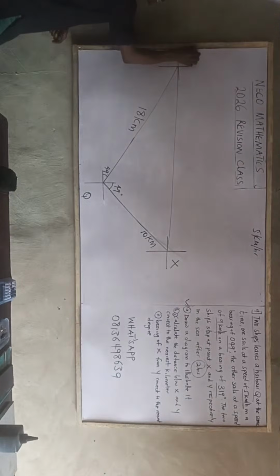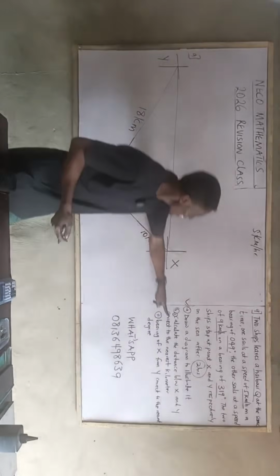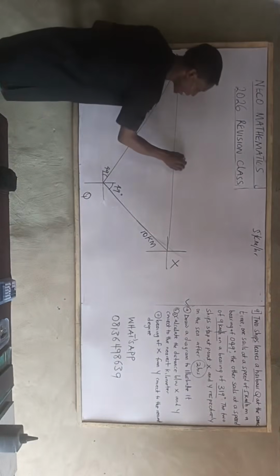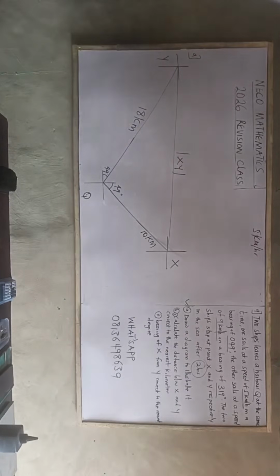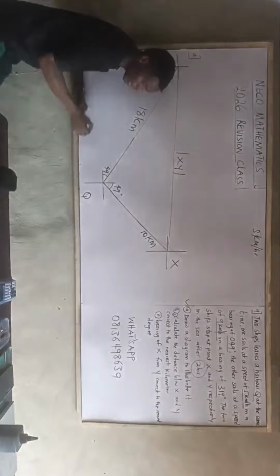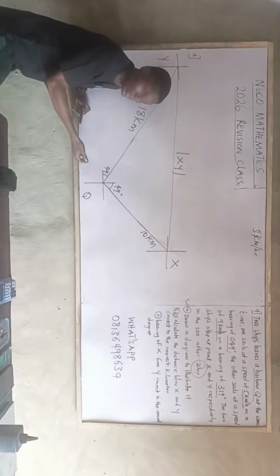So letter A has been done already. Then letter B, Roman figure 1, says calculate the distance between X and Y. So let me put that here: distance XY. Now, this will take us through trigonometry. How do I mean? Let's evaluate something here.